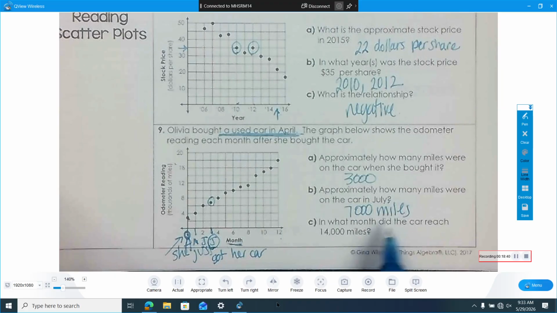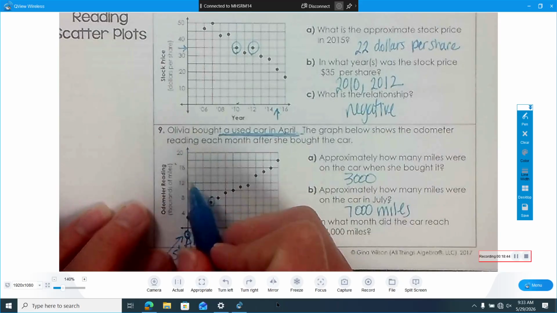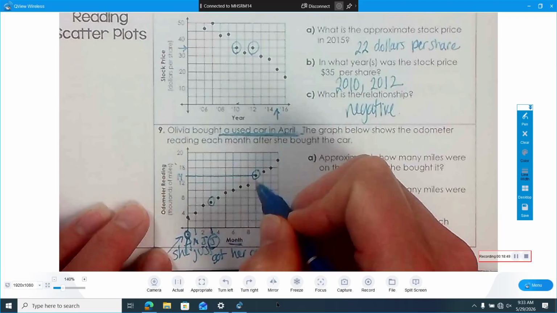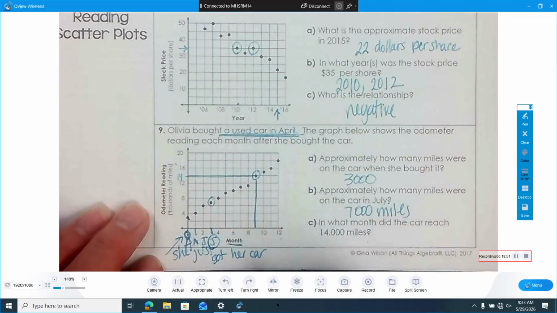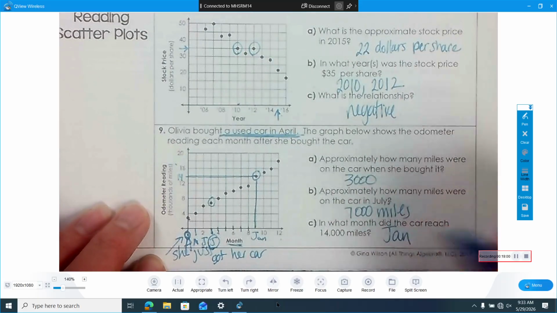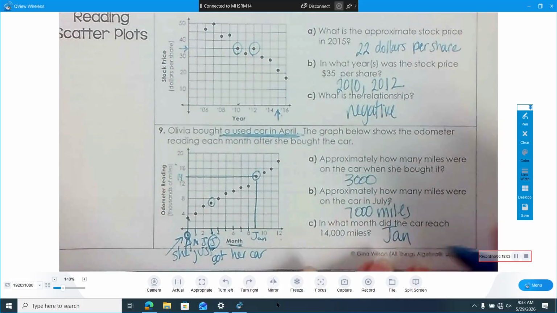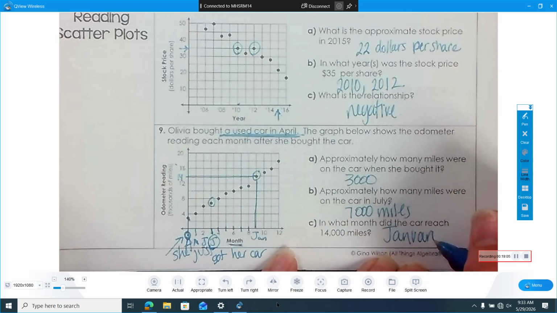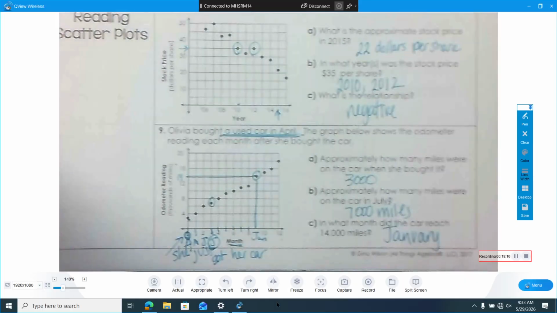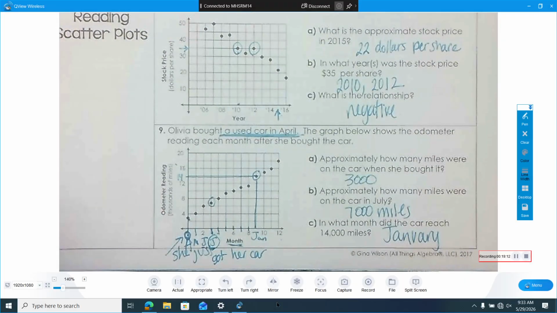And what month did the car reach 14,000 miles? Well, here's the 14,000 miles right there. And we want to know what month that is. Well, let's see, we're July, August, September, October, November, December, January. January. All right, do you guys have questions for me? Keep your notes handy.